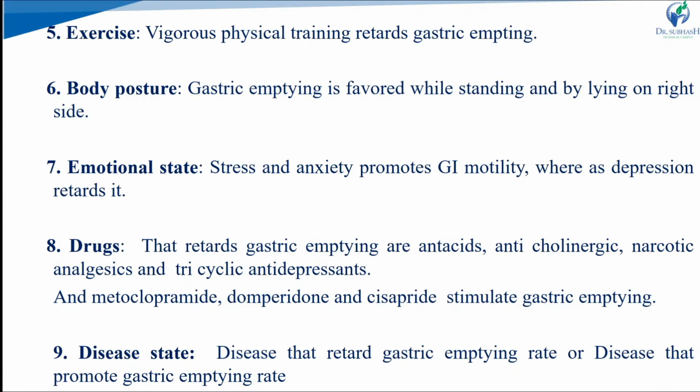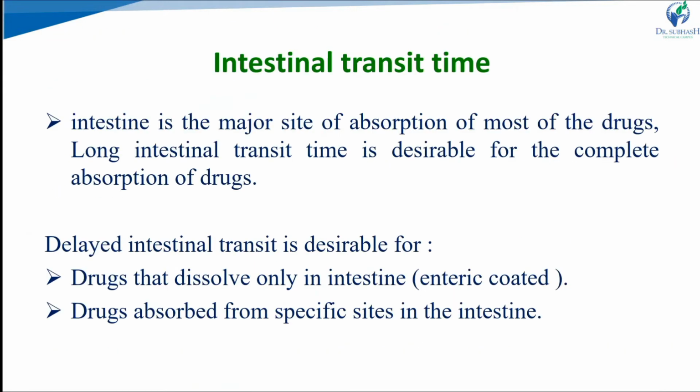Similarly, in disease also. Some diseases retard the gastric emptying rate and some promote or stimulate it. For example, ulcer, diabetes, and hypothyroidism retard the gastric emptying rate, and the opposite, hyperthyroidism, promotes the gastric emptying rate. Next factor is intestinal transit time.